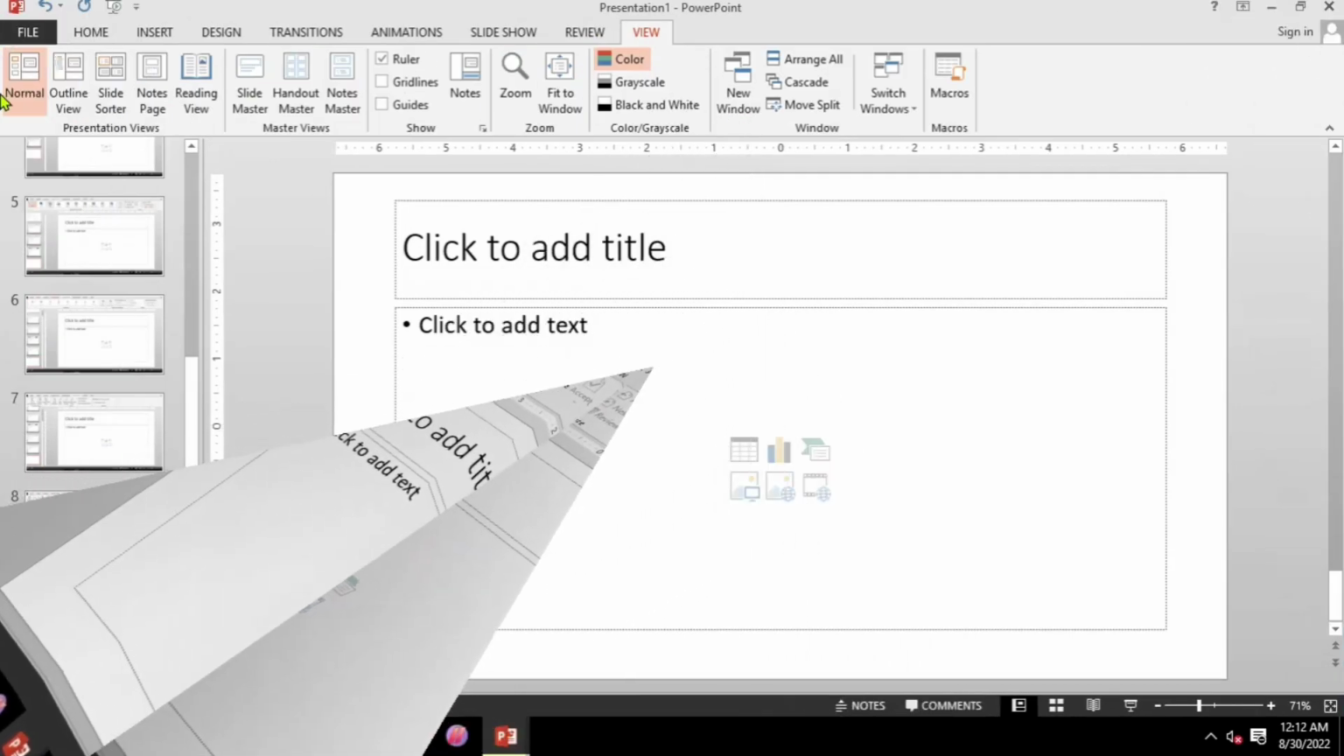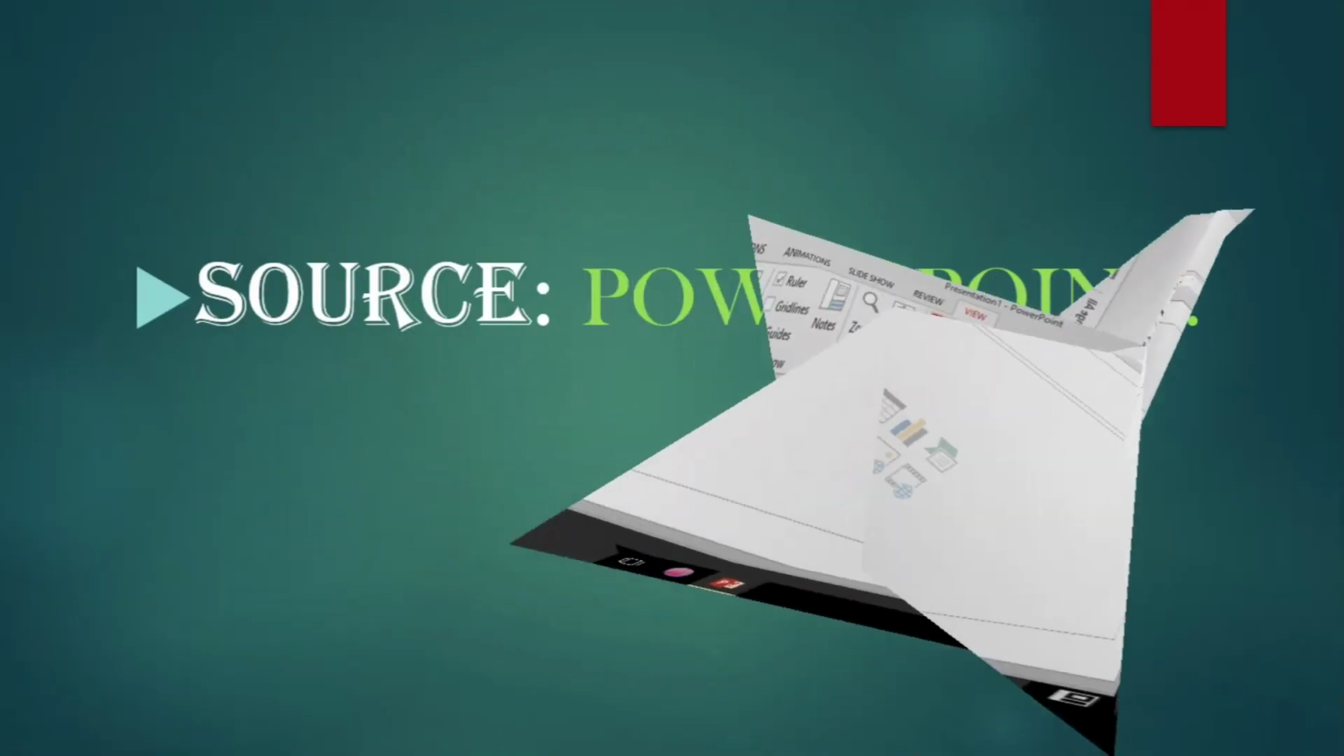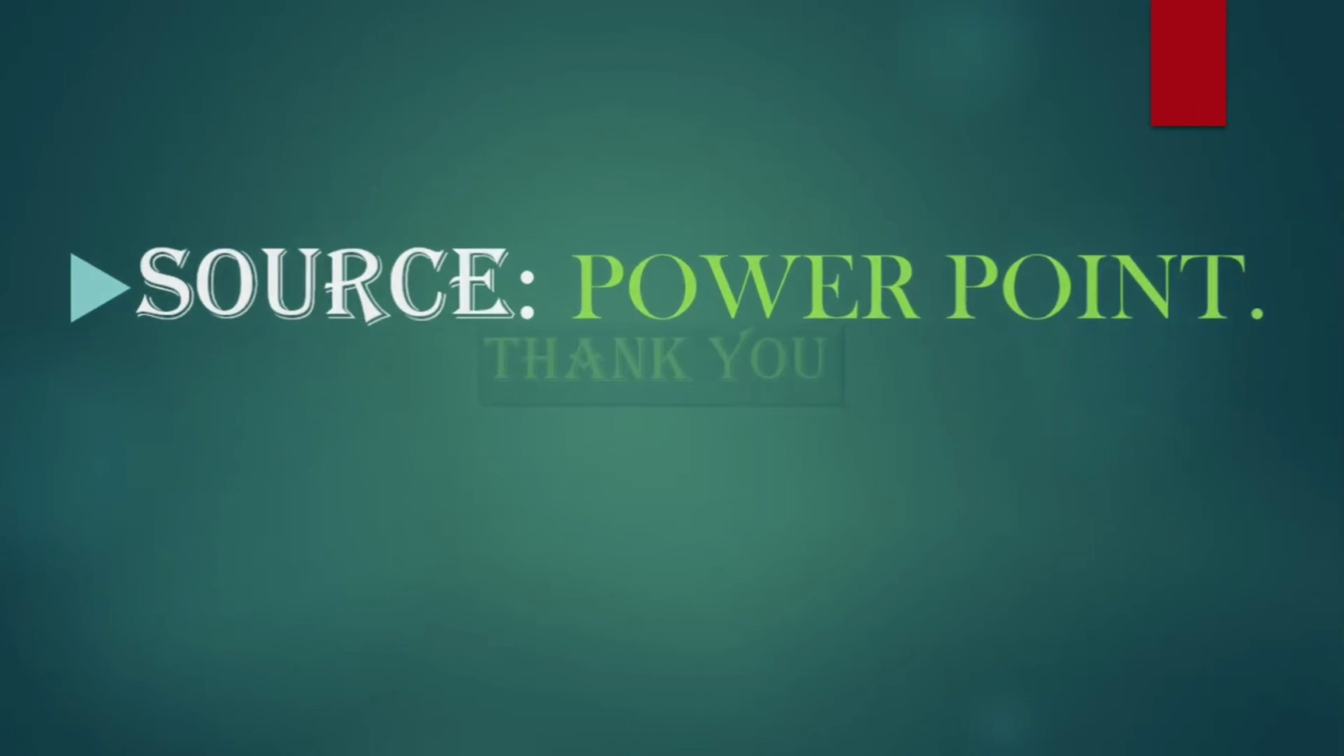After that we have the View tab. In this tab, the views of the presentation are available. For example, we have Normal view and Outline view. We will be discussing all of this in more videos. So I think this is all for today, and we will be discussing more about PowerPoint. Thank you.